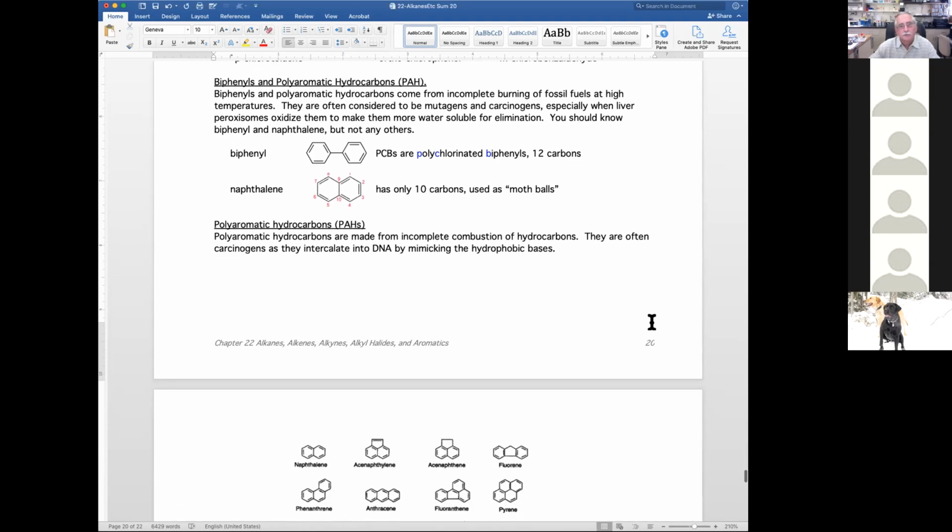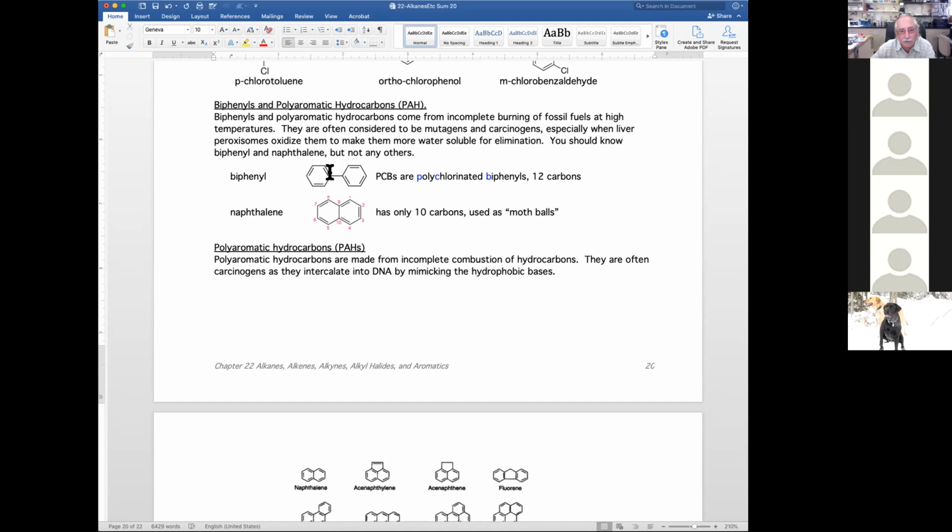So biphenyls and polyaromatic hydrocarbons. So biphenyls are 2 phenyl groups, 2 benzene groups. Okay? So phenyl is another name for benzene. If I have it just by itself, it's called benzene. So I could say that this would be called phenyl benzene, or we just say biphenyl. So if I start putting chlorines on here, then they're called polychlorinated biphenyls, PCBs.